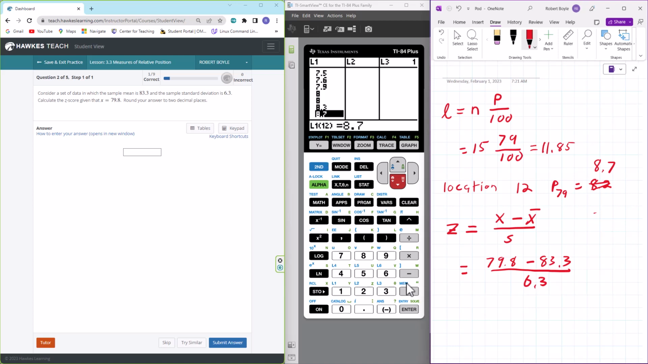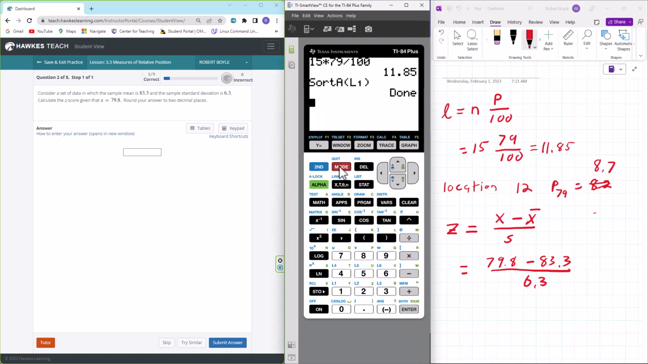Okay, so let's go into our calculator. First, let's go ahead and compute that by computing first parenthesis 79.8 minus 83.3, close the parenthesis, divided by 6.3. And that gives us negative 0.5555, basically repeating 5.